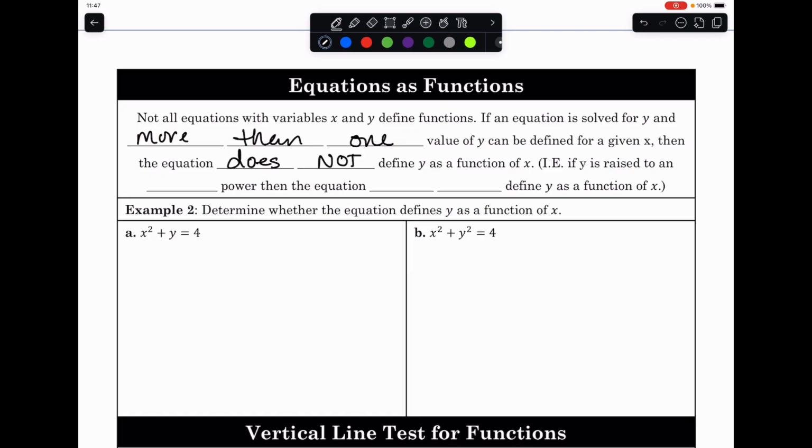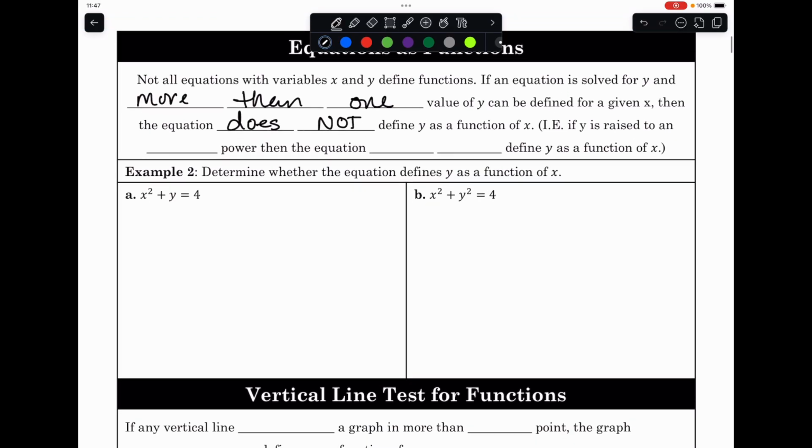So let's look at examples of that. How can we solve it? And let's talk about the difference of when we're going to get the scenario that when we solve an equation, we get the possibility of getting both a positive and negative solution for that value of y.